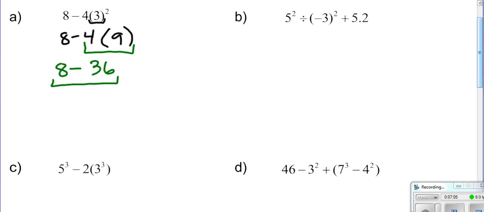Lastly, we're going to subtract. We have 8, so you have 8 and you owe me 36. You are going to be left owing me a lot of money, and you still owe me 28. Keeping in mind our adding and subtracting integers.